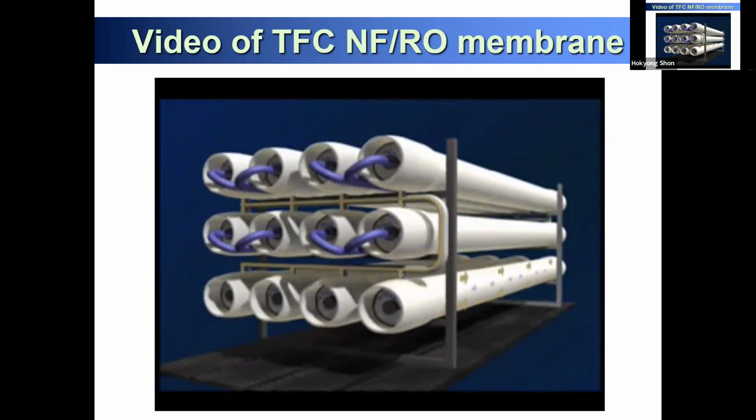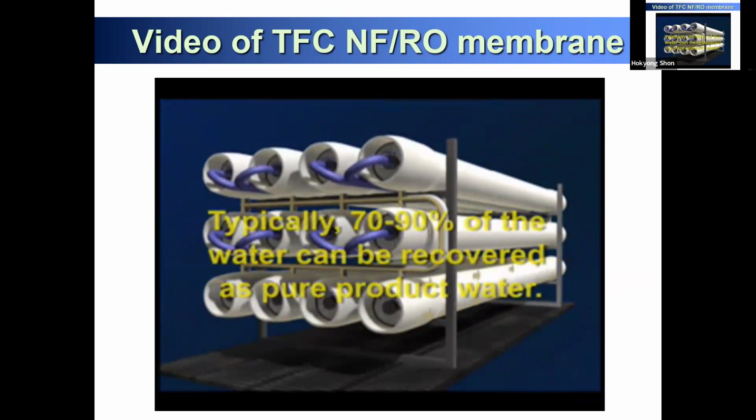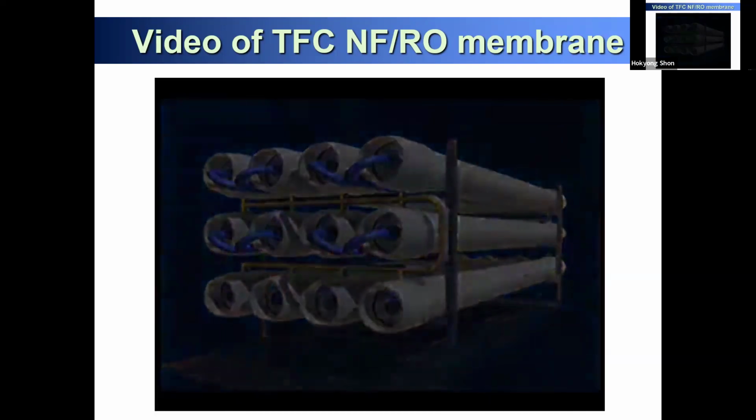The permeate water then flows out the end of the vessel and is collected as the product. And the reject or concentrate from that vessel may then flow through another vessel producing more permeate. The remaining concentrate may then be disposed of as waste or partially recycled as the feed. Typically, 70 to 90% of the water can be recovered as pure product water.